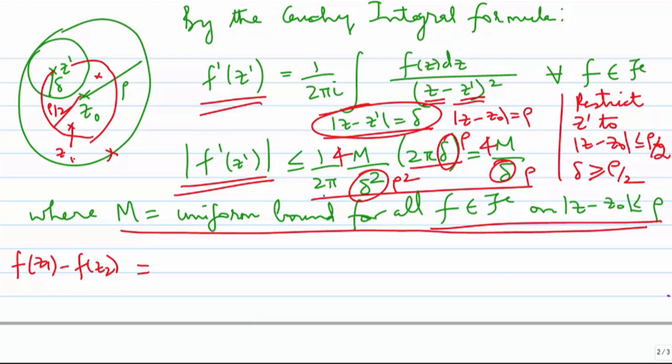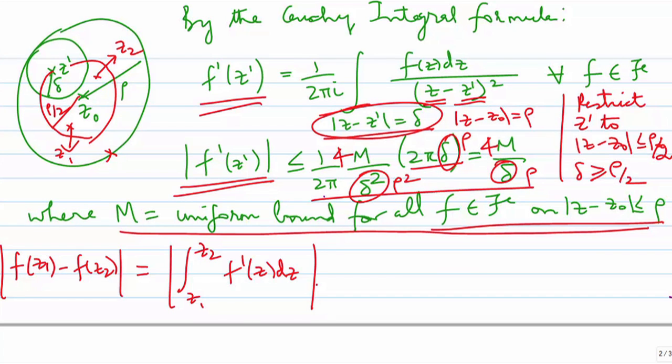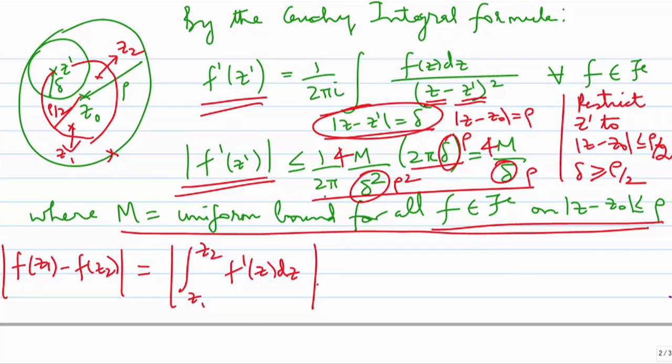So here is z1 if you want, and here is z2, okay, and of course you know this integral is going to be independent of the path so long as the path is inside this closed disk. That's because f dash is analytic there, and by the ML inequality, this is less than or equal to the integral from z1 to z2 of mod f dash of z times mod dz.